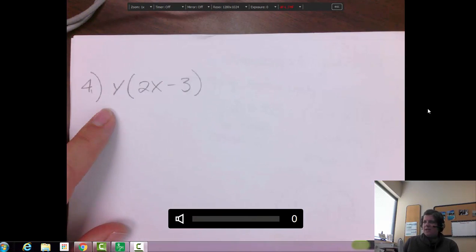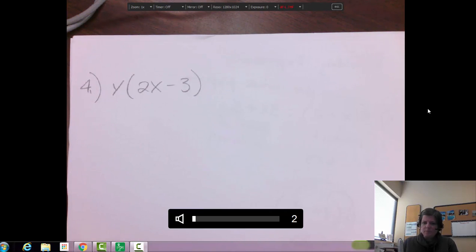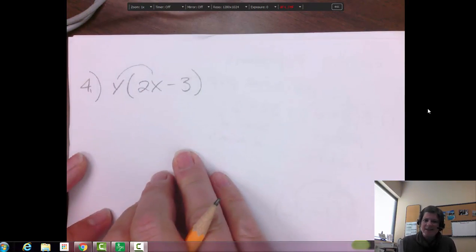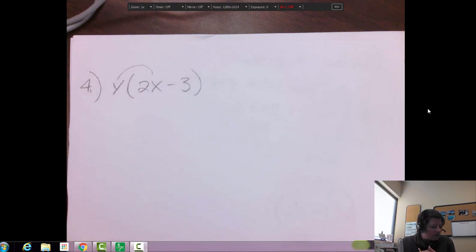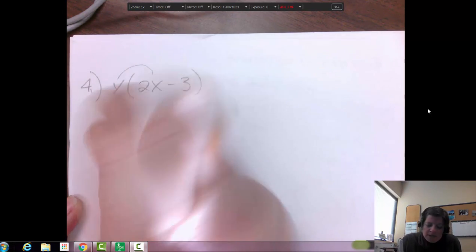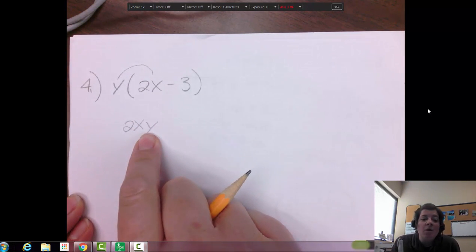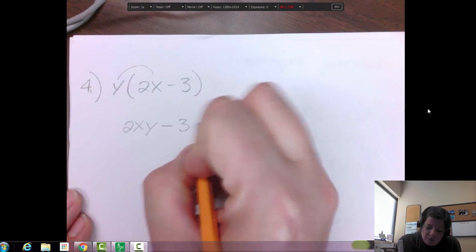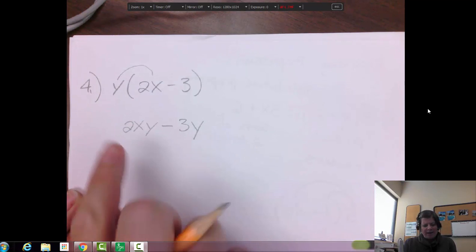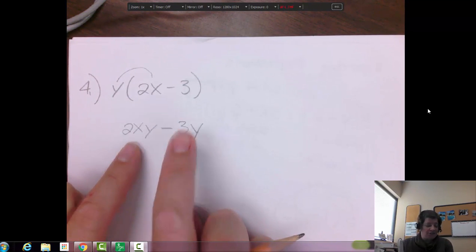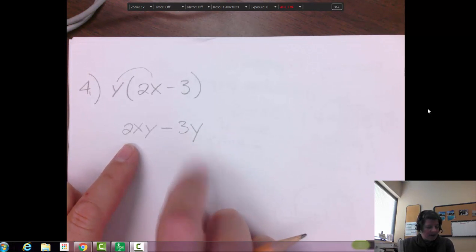Well, you're just going to take that y and times it by the 2x. All that means is you're going to distribute that variable. So this becomes 2xy. We like the variables to be in alphabetical order. Bring down that minus sign. y times 3 is 3y. So I expanded it, and all I did with the y was write it next to what was there. And that's all you have to do to expand a letter there.